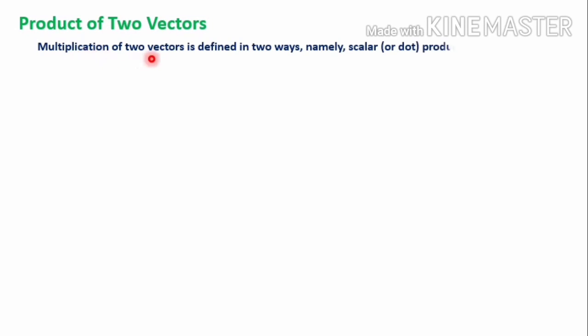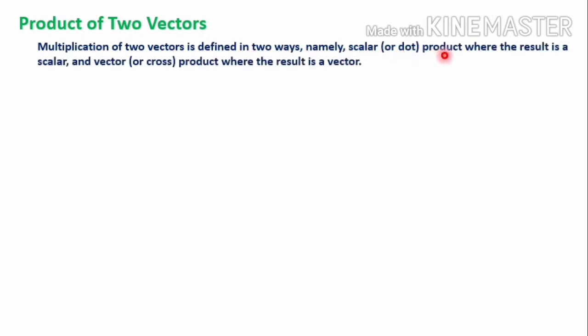Next we shall discuss the product of two vectors. We have learned that the product of two numbers is a number. Product of two matrices is again a matrix. But in case of multiplication of two vectors, it is defined in two ways, namely scalar or dot product, where the result is a scalar, and vector or cross product, where the result is a vector.